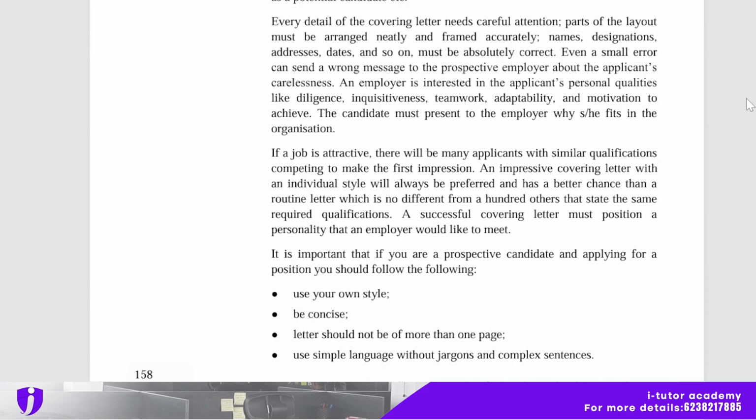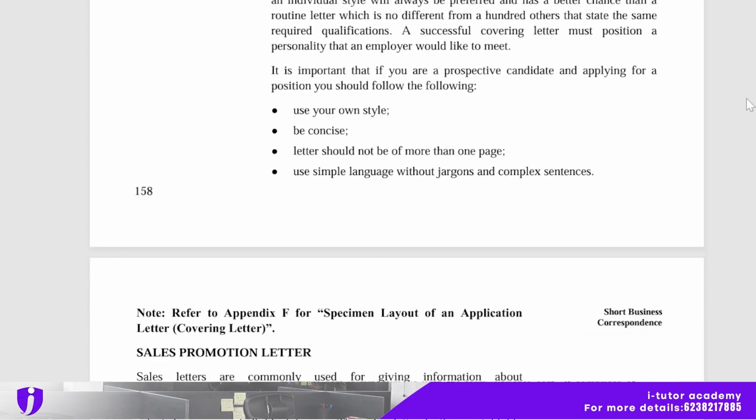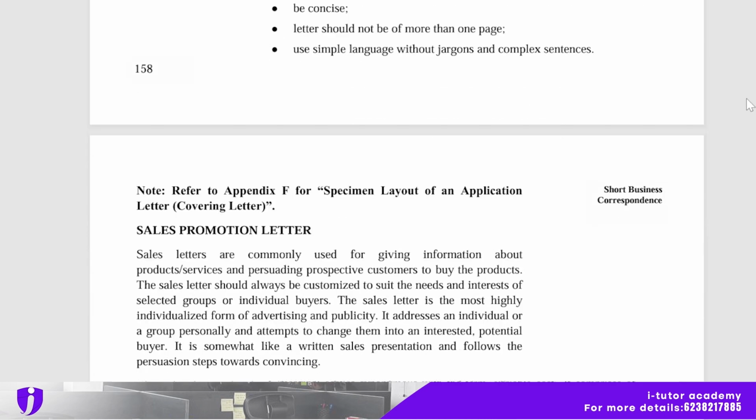So it is important that if you are a prospective candidate applying for a position, you should follow the following: use your own style, be concise, the letter should not be of more than one page, and use simple language without jargon and complex sentences. And refer to appendix F for a specimen layout of an application letter, covering letter.